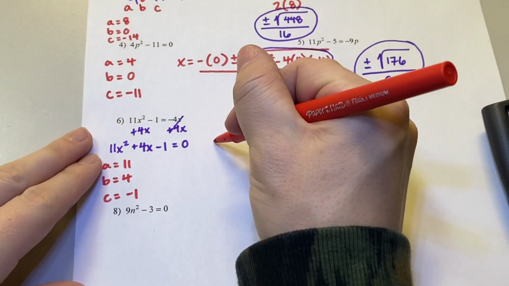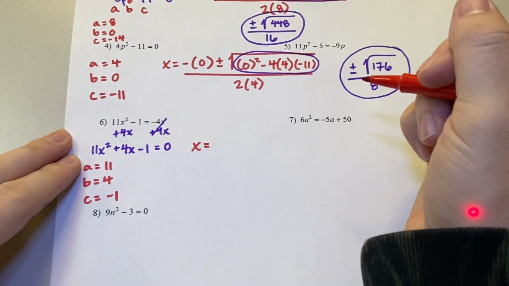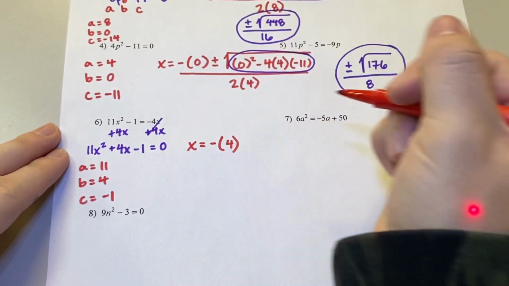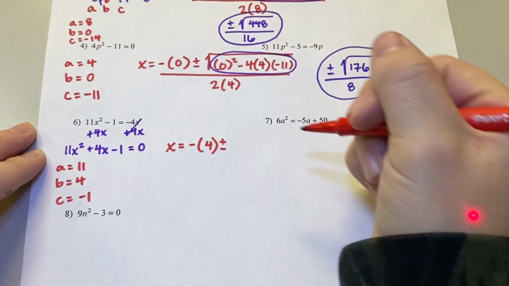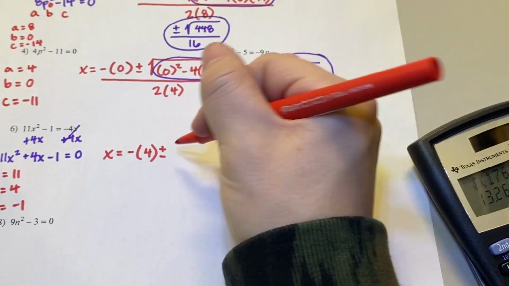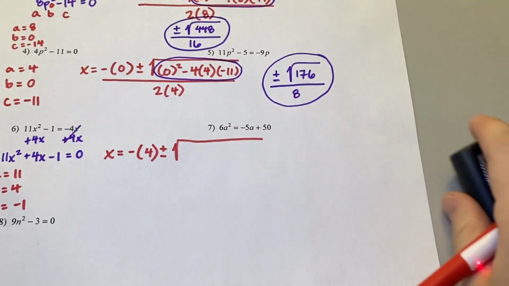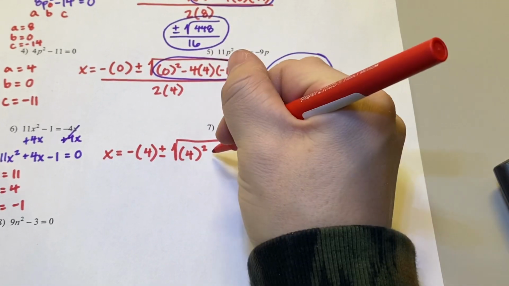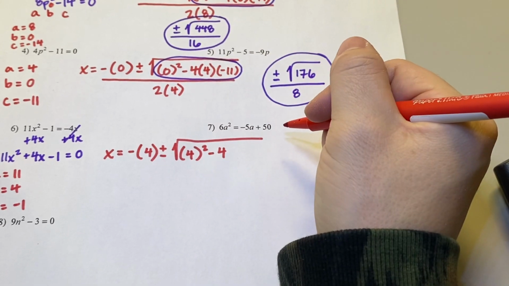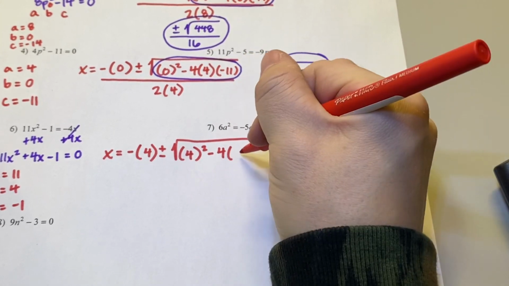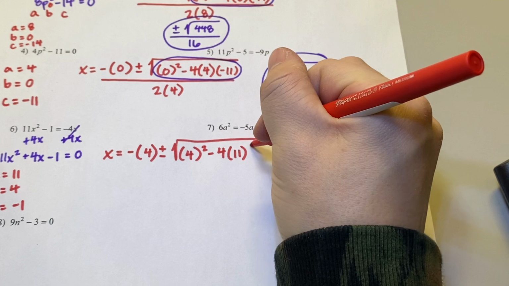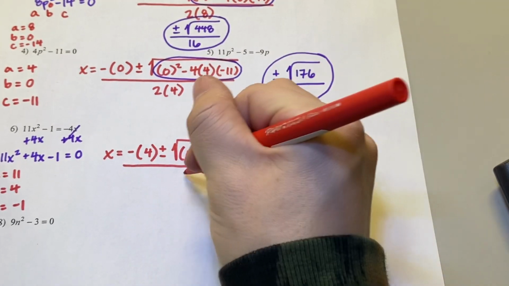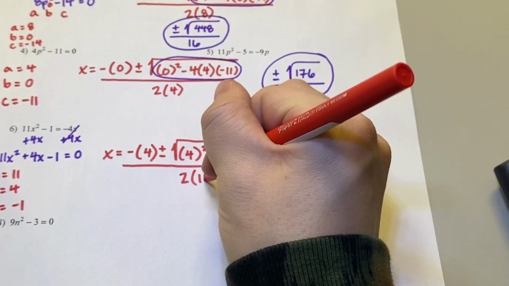Okay, so we have x is equal to negative b, this time it's 4, plus or minus the square root of b squared, again 4, minus the 4 that's always in the formula, a, 11, c, -1, and it's all being divided by 2 times a.